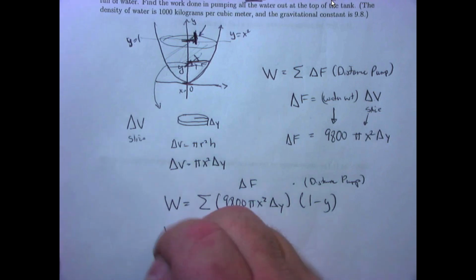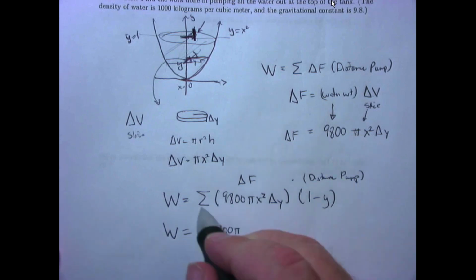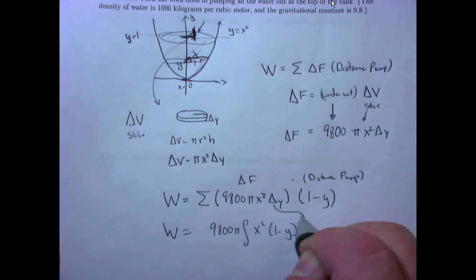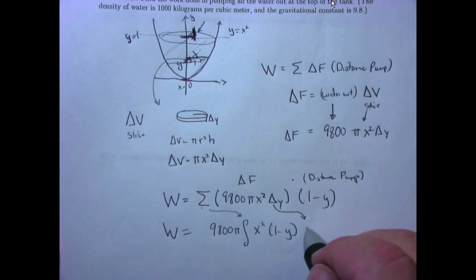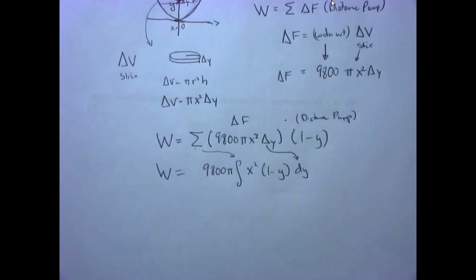Okay, keep going here. Work is equal to, let's turn this into calculus. 9,800 pi is a constant. It gets pulled out front. Summation turns into integration. x squared is a variable times 1 minus y. And what does the delta y turn into in terms of calculus? Delta y turns into dy. Does that make sense?